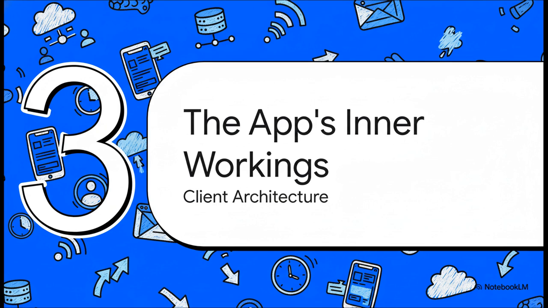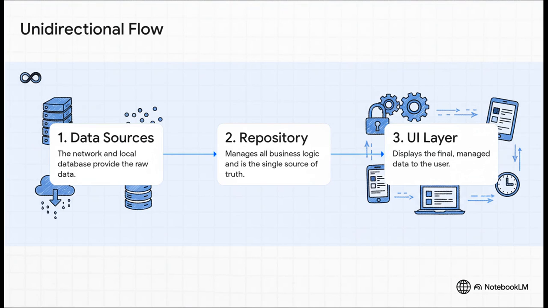Now let's zoom in. Let's look at what's happening inside your phone. What's the architectural blueprint that lets the app juggle all this data without crashing and burning? The model we're going to use is called Unidirectional Data Flow, and it's exactly what it sounds like, a one-way street for all our data.